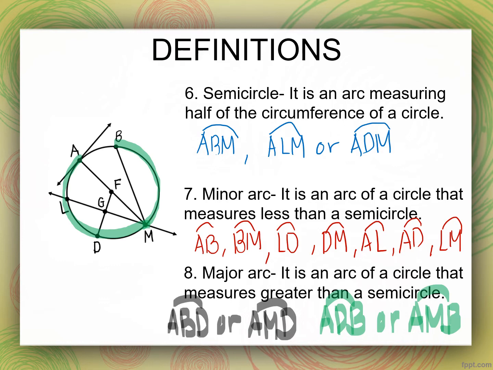Aside from that, we can still have more major arcs out of this one. We can go in another direction. We can have arc MAB, or you can name that as arc MLB. So a lot more. Again, when you produce a major arc, base it on your semicircle and just add one minor arc, or it can be two minor arcs also, as long as it won't be the whole circle yet. Then that is your major arc.